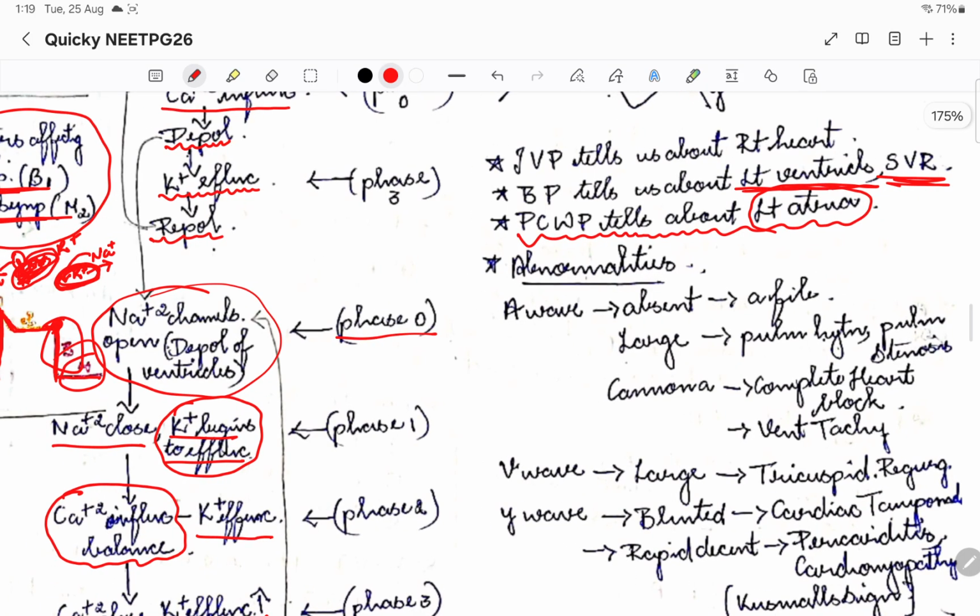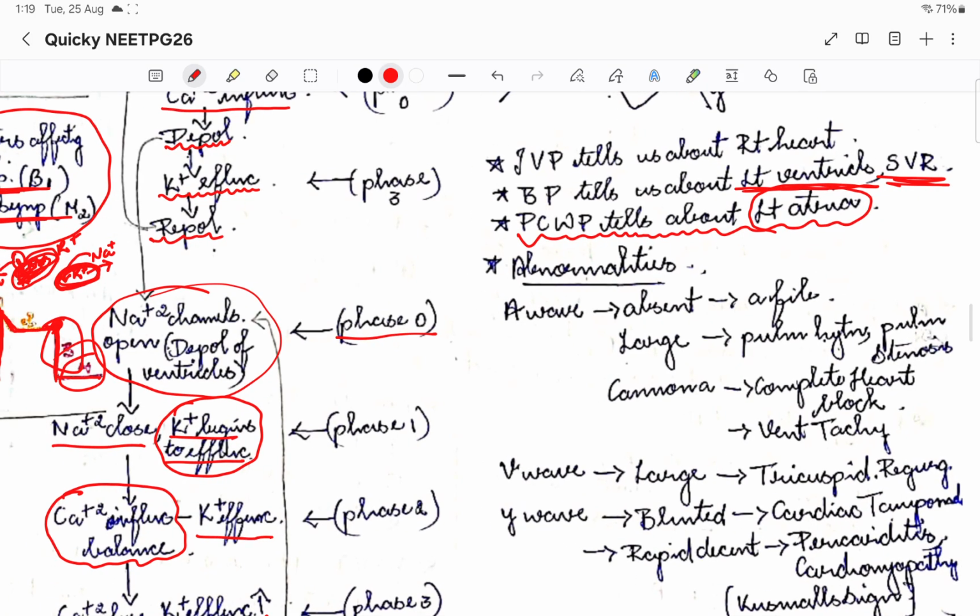Okay, so now that we learnt about JVP and how the waves will be, let us see the clinical significance of it. First thing is the A wave, right? Atrial contraction. If there is an absent A wave, it means atrial fibrillation, meaning the A wave tells us about the atrial contraction. Suppose the atria is not able to contract, there won't be an A wave at all, right? So that is what absent A wave means.